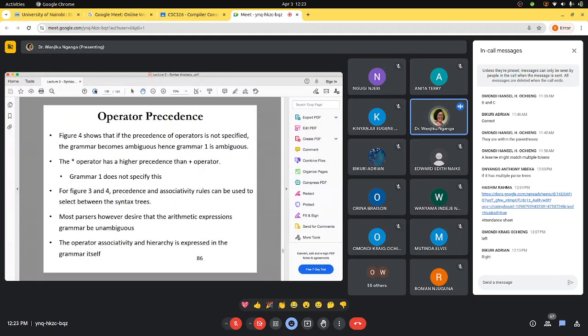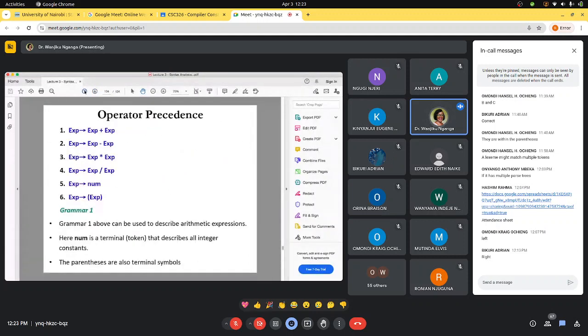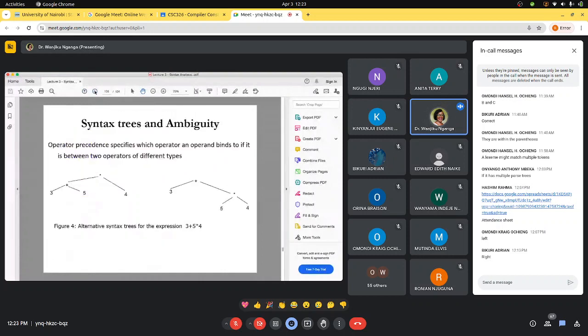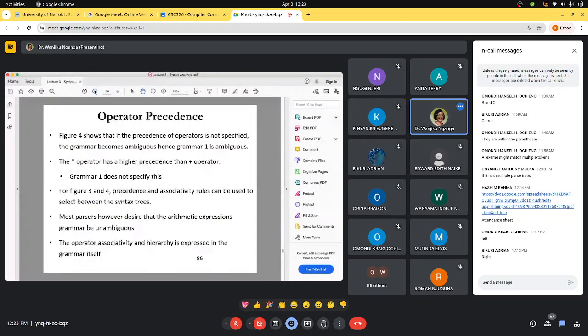So the same thing, if we don't specify the precedence, we'll get ambiguity. We know that multiplication should have a higher precedence than addition, but our grammar does not specify this. It's just focused on left associativity only, but we've not specified precedence. So we now need to use both precedence and associativity rules to be able to select between the parse trees. So what we need to do now is hack the grammar to enforce the precedence and associativity that we want.